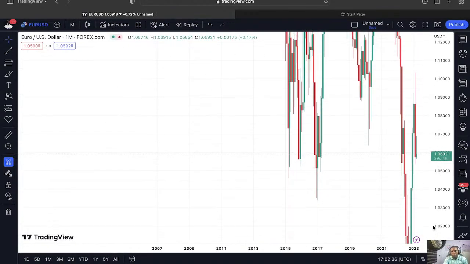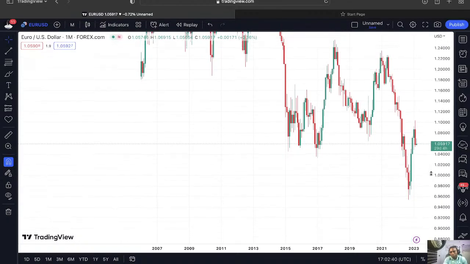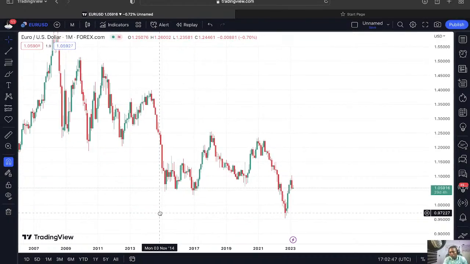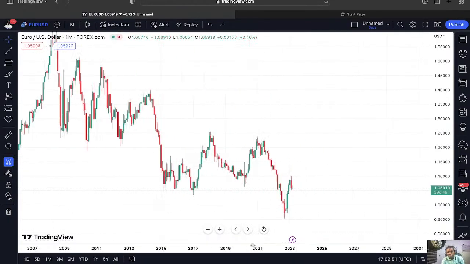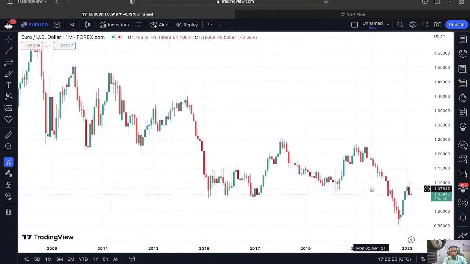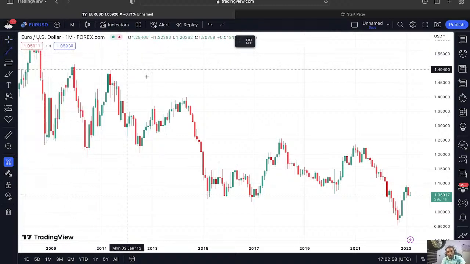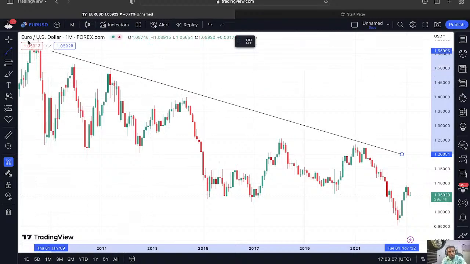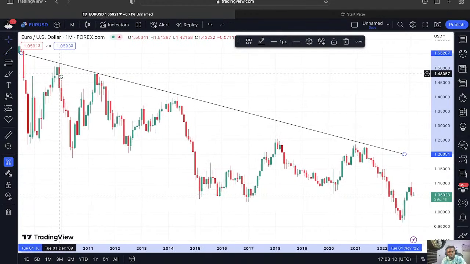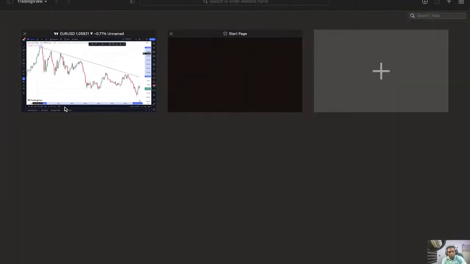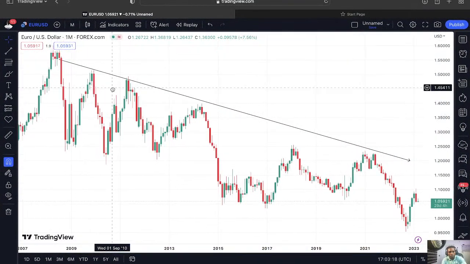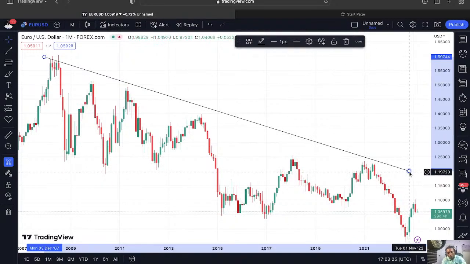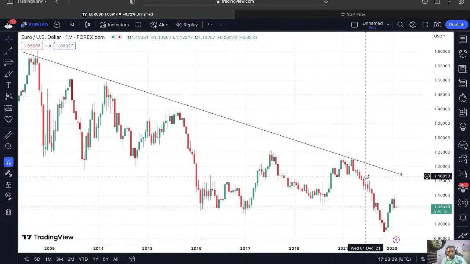So we're starting from the monthly time frame. It's a question of what is going on on the monthly time frame. We can see that on the monthly time frame we are having a downward slope.